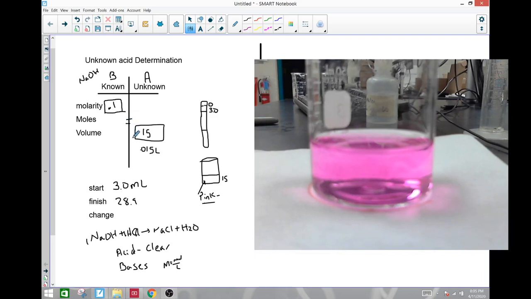The original H pluses in there are now equaling the amount that we added. So this volume, subtract the 3 off, and we get our volume. 28.9 minus 3 is just 25.9, if I can do that in my head. Okay, 25.9.